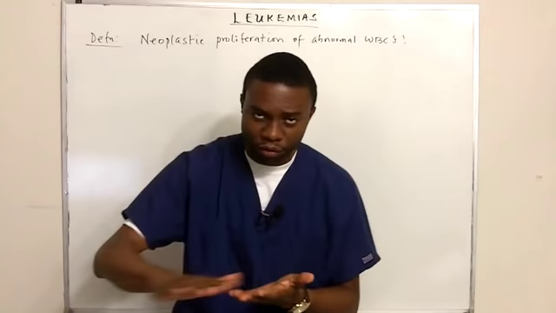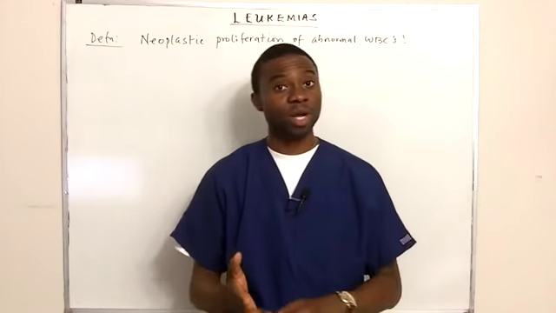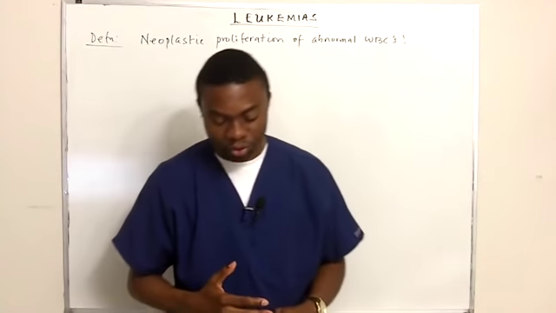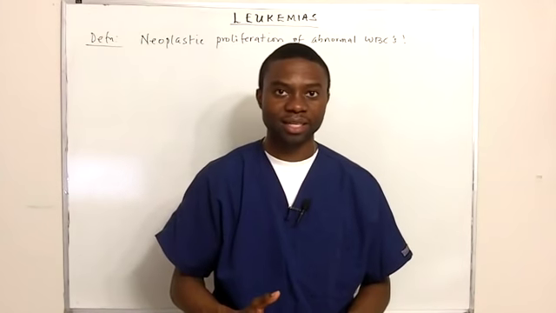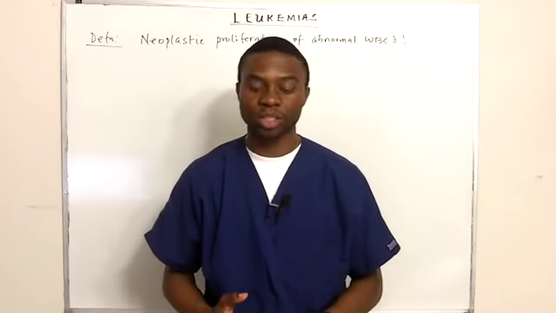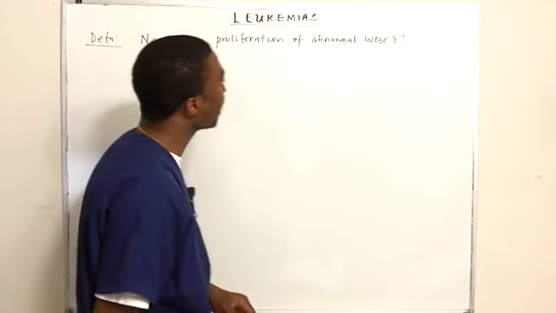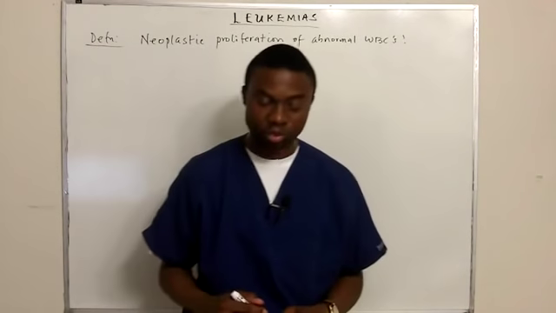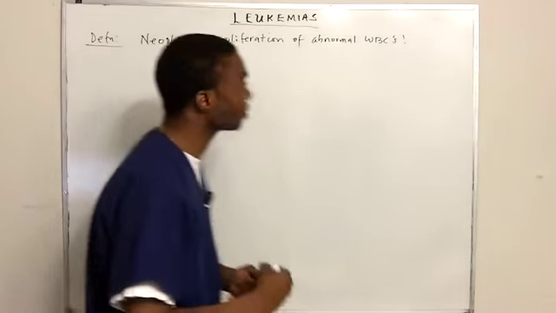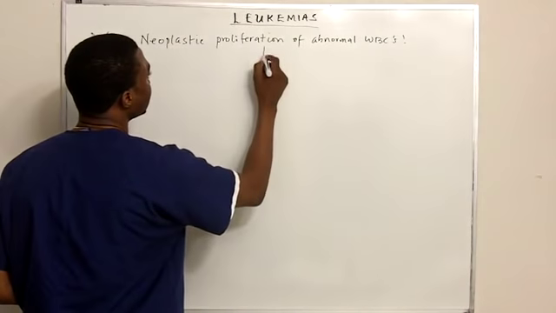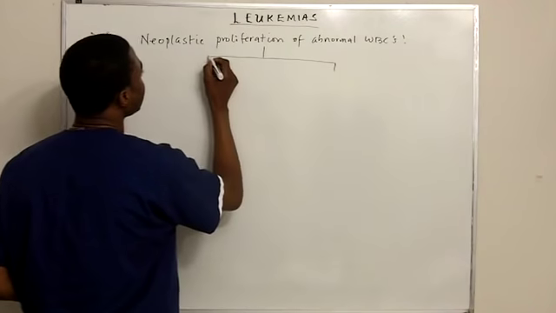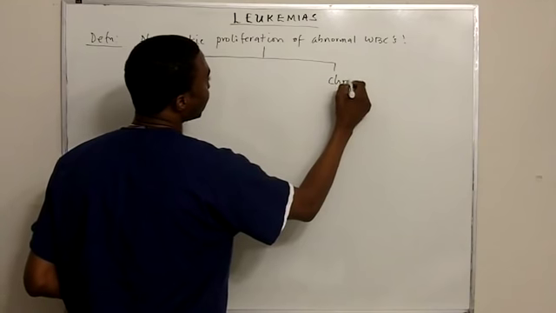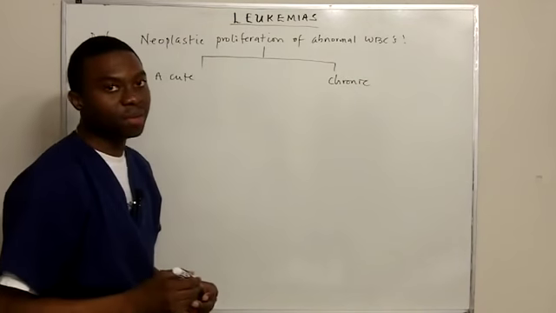As they accumulate and overcrowd the bone marrow, it's going to affect red blood cell production, which is going to cause the patient to become anemic, and also affects the platelet line, preventing platelet production, which leads to thrombocytopenia. So how do we classify leukemias? Well, we normally classify leukemias into two ways. Let's break that into two. There's acute leukemia and there's chronic leukemia.